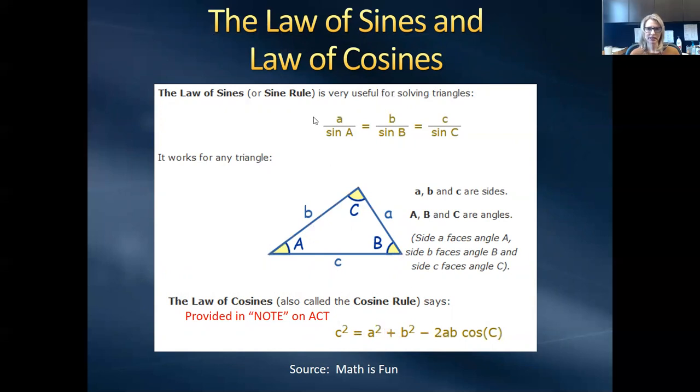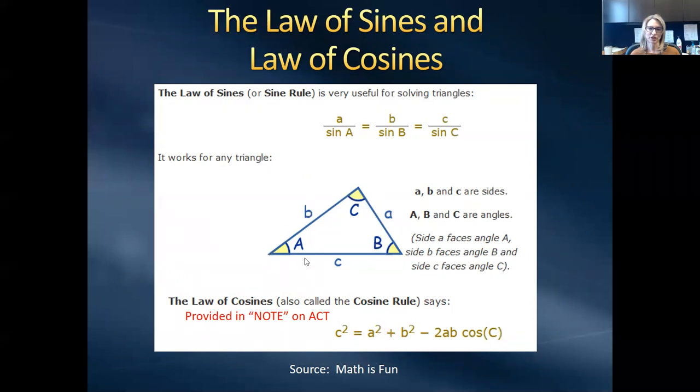But here's all it says: the little a, little b, and little c represent the length of a side of a triangle. And the larger letters are the sine of the angle. So these are the angles, these are the sides. So it's saying a over the sine of A is equal to b over the sine of B is equal to c over the sine of C.